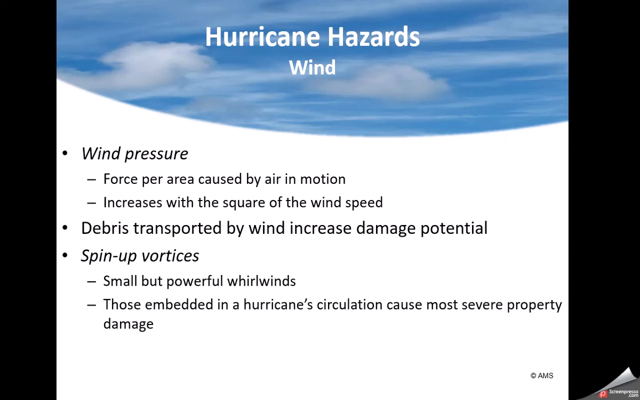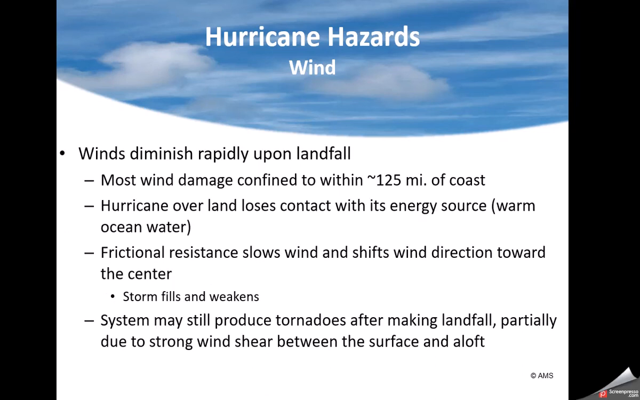So the pressure gradient force is what causes the wind. There is a very, very tight pressure gradient in the middle of the hurricane, and that is what increases the wind speed. And there can even be spin-up vortices within the middle of a hurricane. And the winds diminish rapidly.